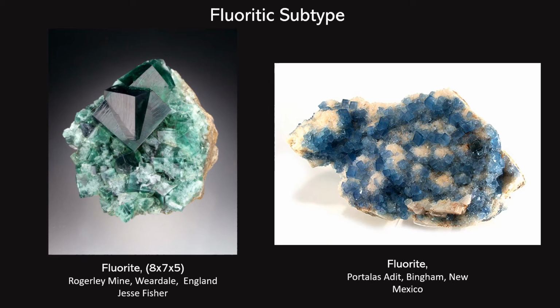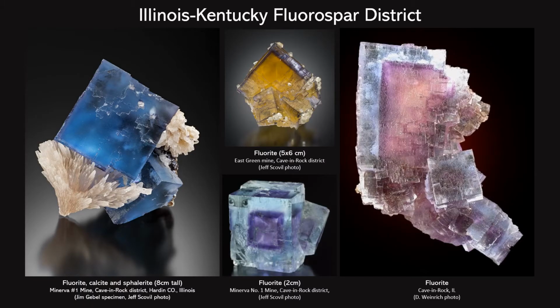So examples are in the Rio Grande Rift Valley, which includes the famous Hansonburg mining district, that's the largest MVT deposit in the area, as well as the North Pennines ore field in England. So on the left you have a fluorite from the Rogerley mine, which is in the North Pennines ore field, and then on the right is a fluorite from Bingham, New Mexico, which is in the Hansonburg mining district. The Illinois-Kentucky Fluorspar district is a third example of the fluoritic subtype. Not only did it produce the majority of the fluorine ore in the U.S. during the 20th century, but it's also really well known by collectors for the incredibly aesthetic fluorite and calcite combination pieces that have come out of the mines there.